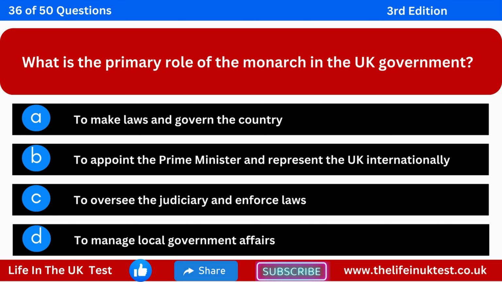What is the primary role of the monarch in the UK government? Option A, to make laws and govern the country. Option B, to appoint the Prime Minister and represent the UK internationally. Option C, to oversee the judiciary and enforce laws. Option D, to manage local government affairs.